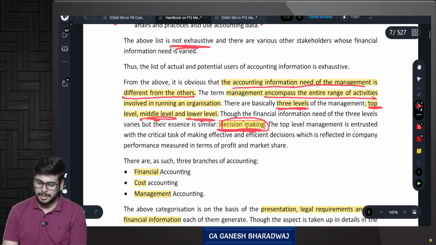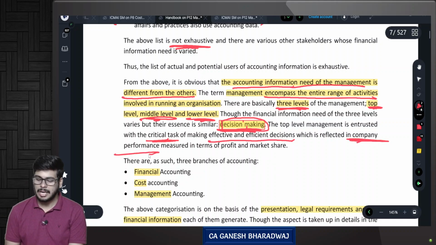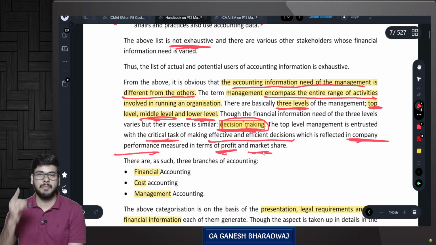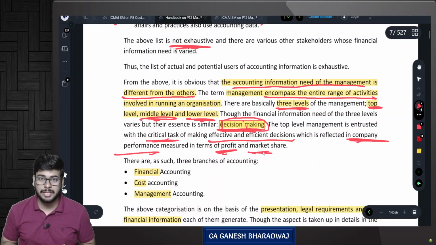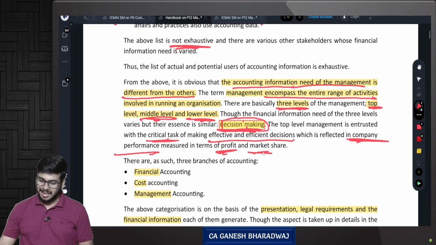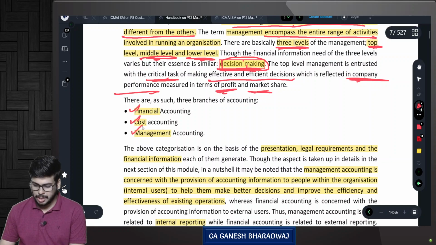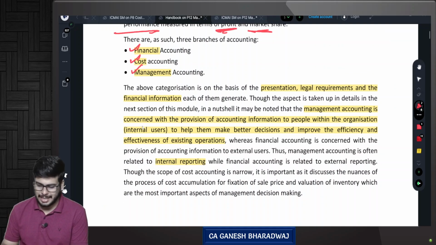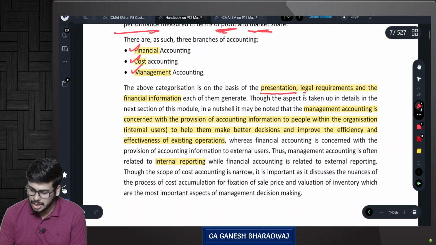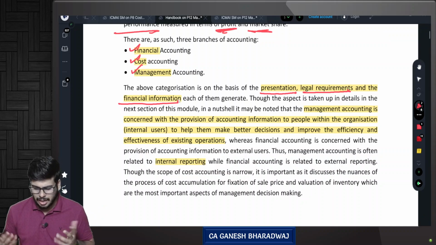The top level management is entrusted with the critical task of making effective and efficient decisions, which is reflected in the company's performance and is measured in terms of profit and market share. That's why even our CMA Institute says behind every successful decision there is always a CMA. Are you clear? There are 3 branches of accounting: financial accounting, cost accounting, management accounting. And this categorization is based on the presentation, legal requirements, and financial information that is required for each of these categories of branches of accounting. Clear? That's what we saw.